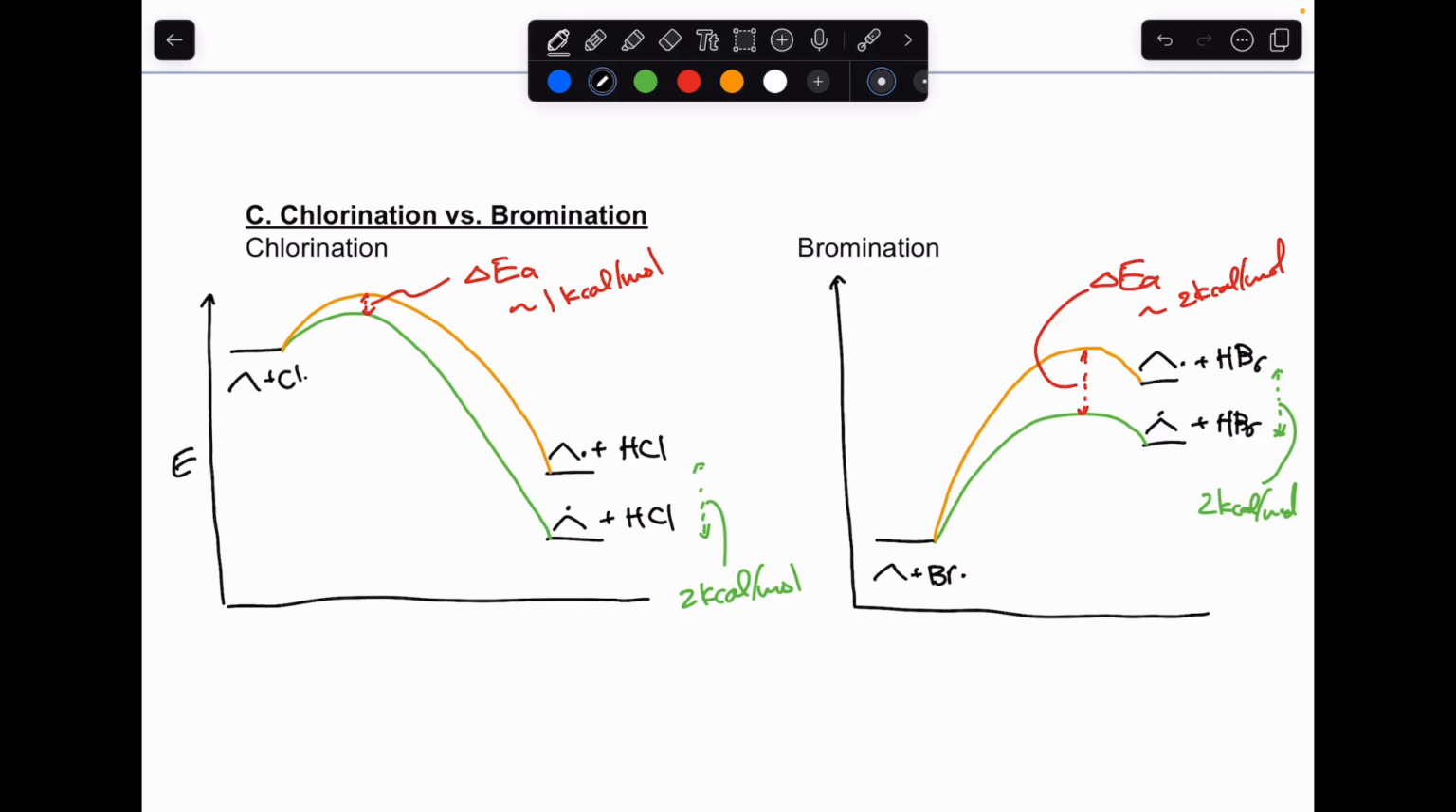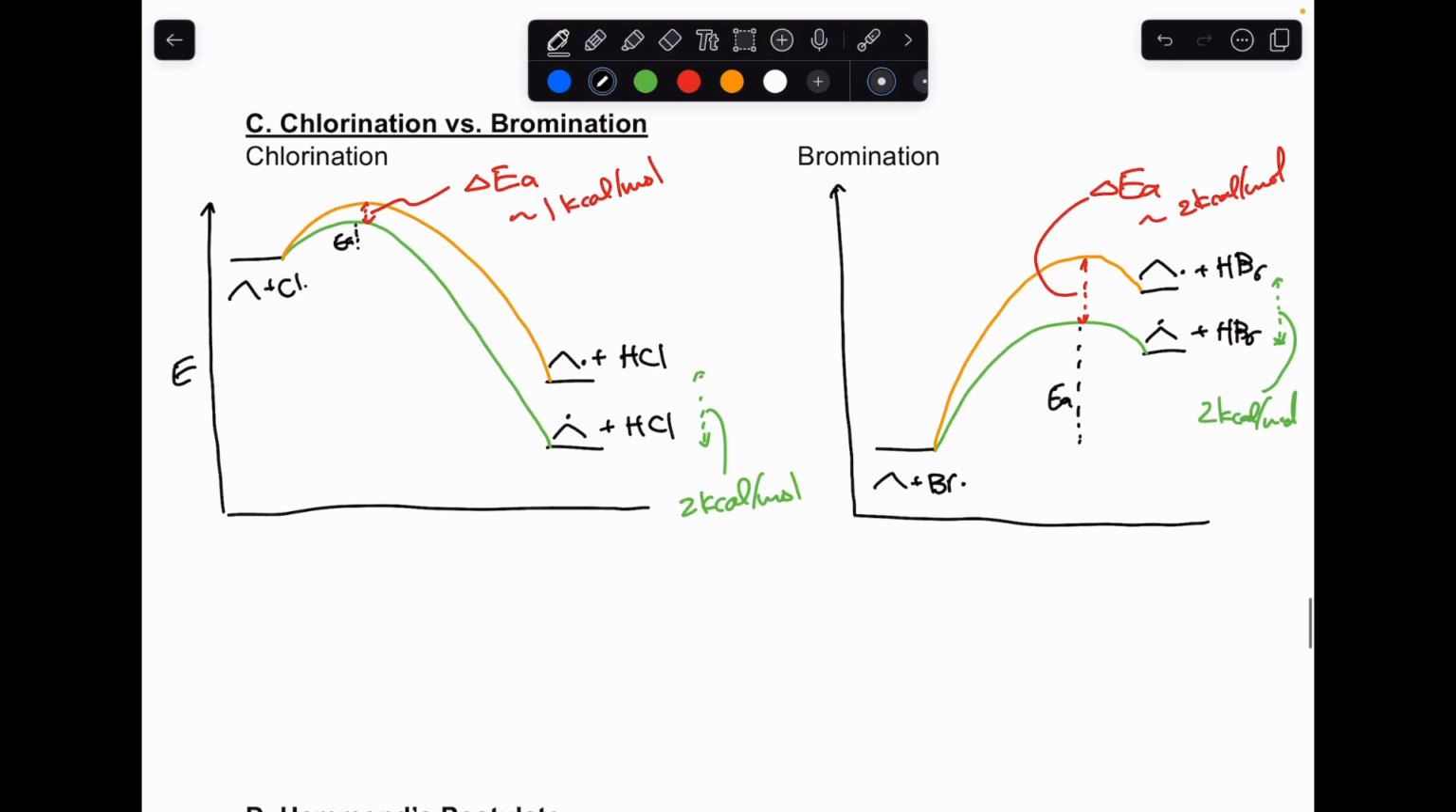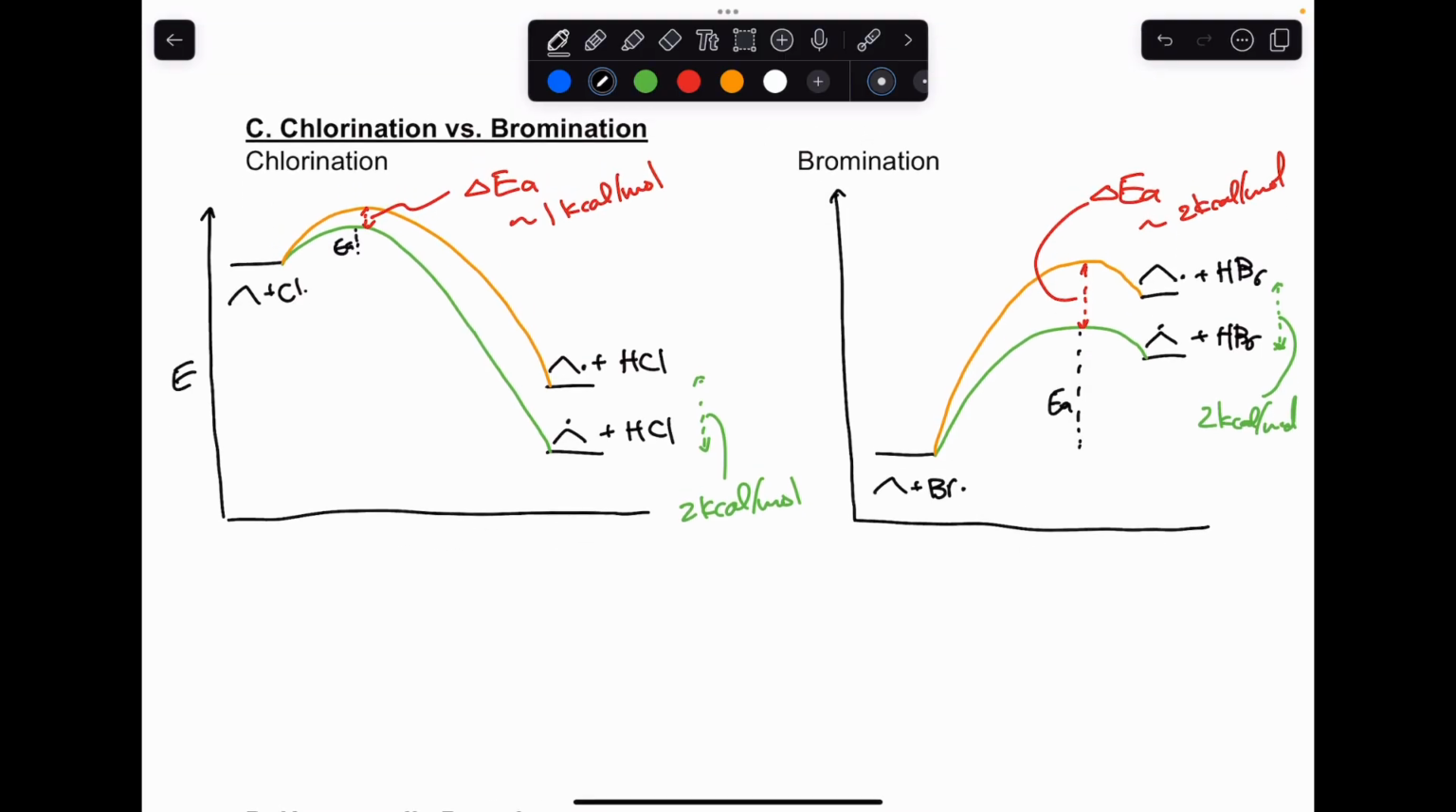Like, this is the activation energy for the secondary. This is the activation energy for the secondary once again. Right. What does that tell us? Well, that tells us that because the chlorination is exothermic and the transition state looks more like the starting material, there's not much difference in activation energy, and so there was not much of a selectivity between these two things, even though thermodynamically the difference is the same as that of the bromination situation.